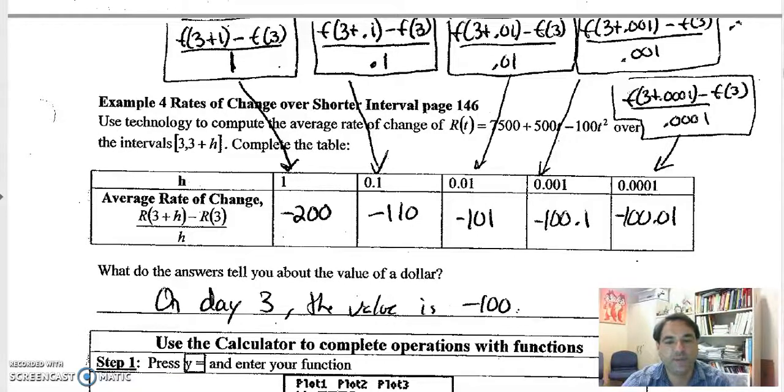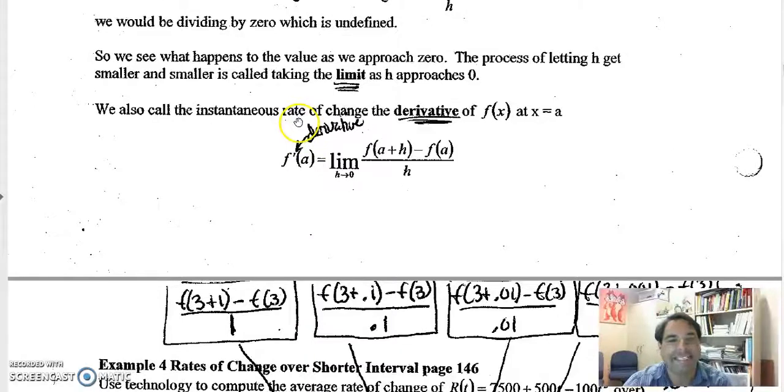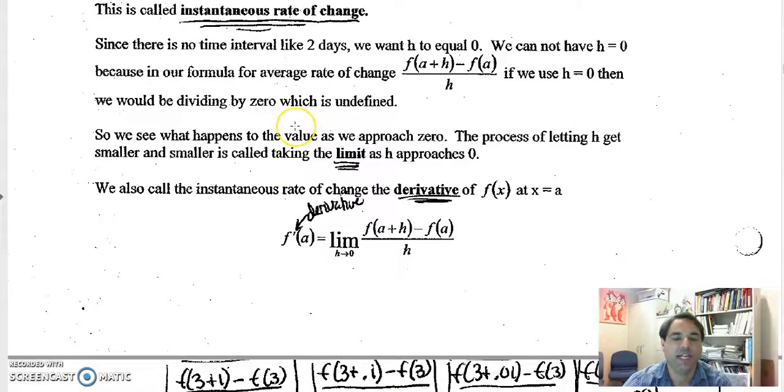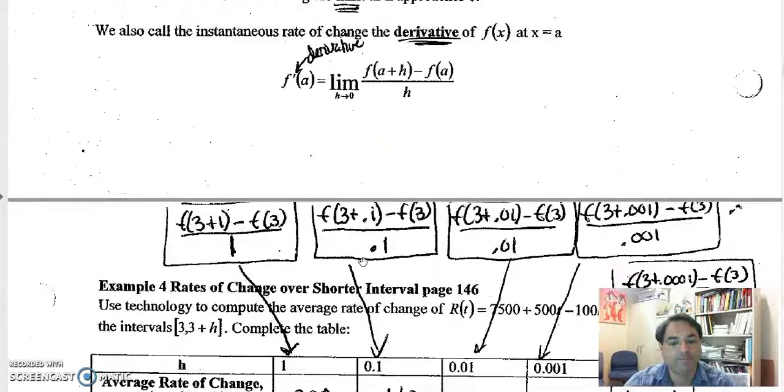Hello, this is chapter 3, the second short video. Again, we're picking up with trying to find instantaneous rate of change, and the idea is that we're trying to find out at a particular day, like in this example would be day 3. But the problem is if we're finding out day 3, h would be 0. So what we're doing is we're taking the limit as h approaches 0. So let's look at that.